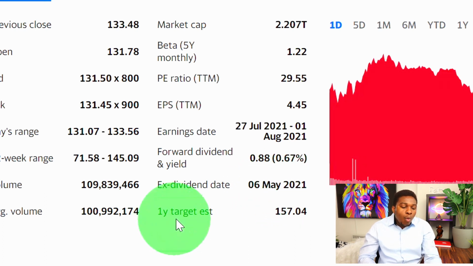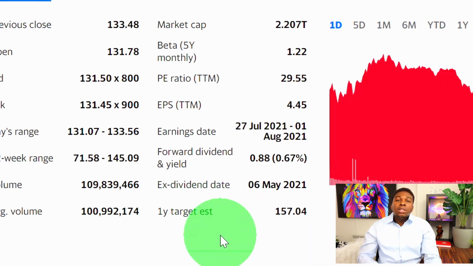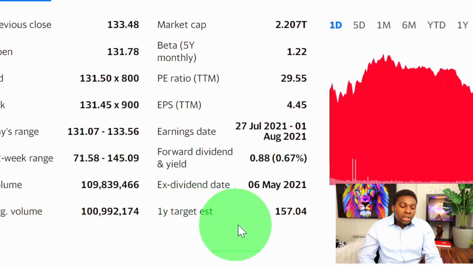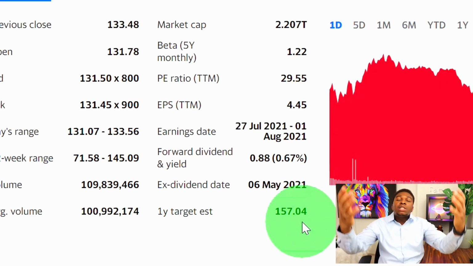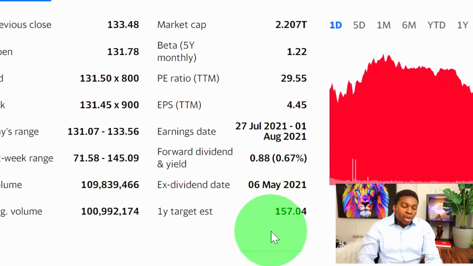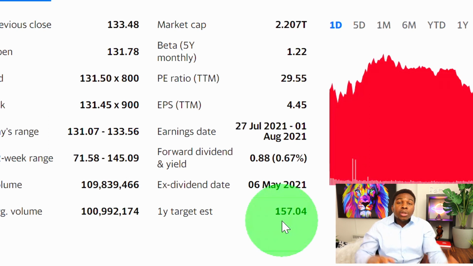And finally, we have 1 year target estimate. It is analysts telling us what the price of Apple share will be like in 1 year. So the current price as of today is $131. So they're saying that 1 year from now, they are predicting that Apple price will be about $157. So it's like a 1 year estimate of the price. What would the price be in 1 year? Because it's an estimate, it implies that it could be lower than this number, and also it could be higher than this number. It's just an estimate.